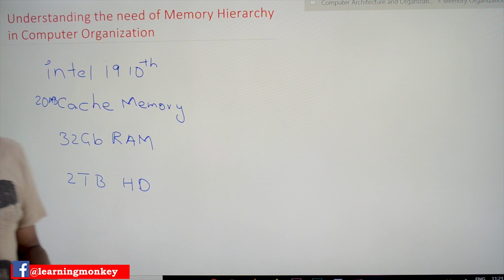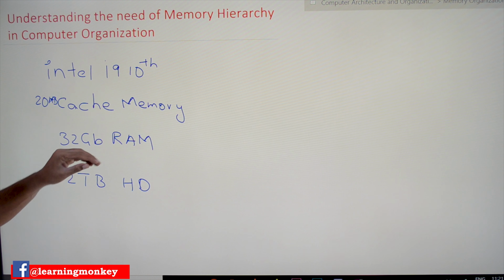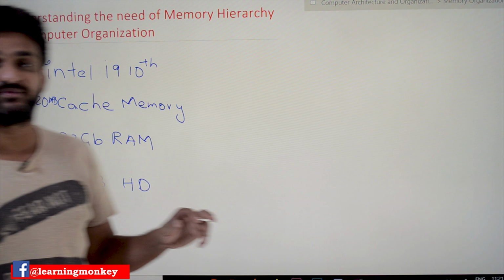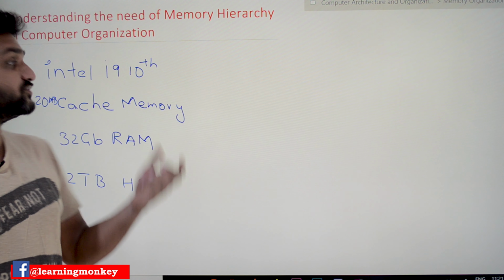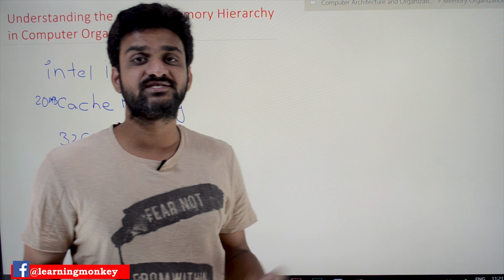For example, if I want to construct a computer with only a hard disk, I don't want this RAM and cache memory, I just want my computer with this processor and this hard disk. What is the disadvantage that we are going to have?